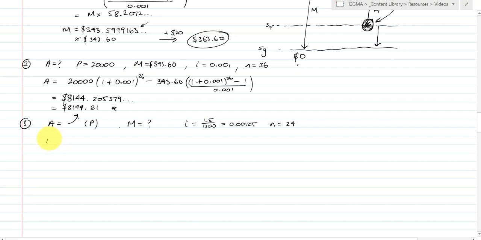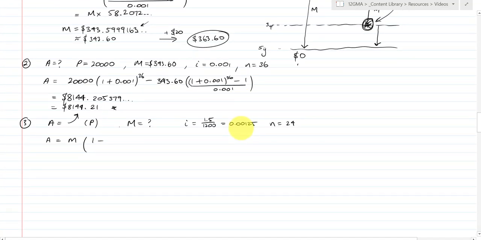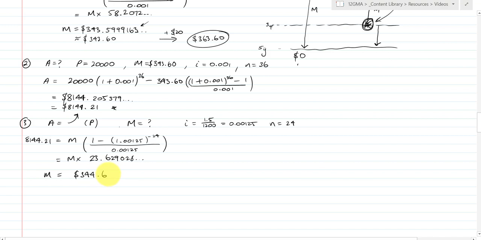And so our M, or our A, is equal to M times 1 minus, and we're using the same formula as before, 1.00125, I've added that on, negative 24, over 0.00125, and A, of course, is this 8144.21, and so that means that it's equal to M times, and we've got 23.629028... which means that M is equal to 344.669498... and I'm going to say M is equal to 344.67. Rounding up means it will get paid off, so I'm happy with that.